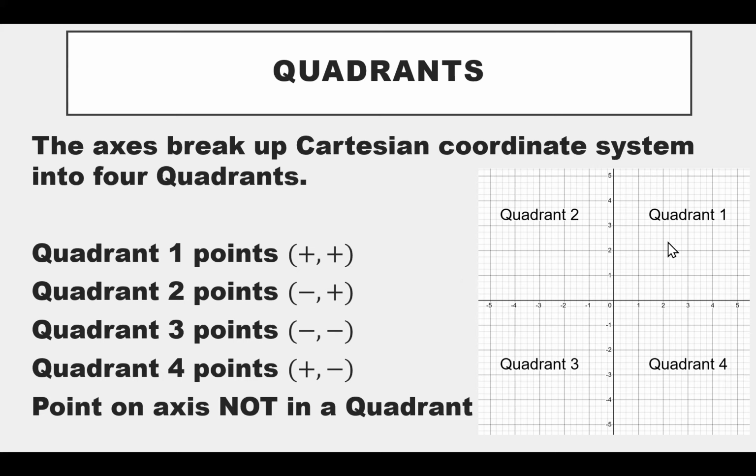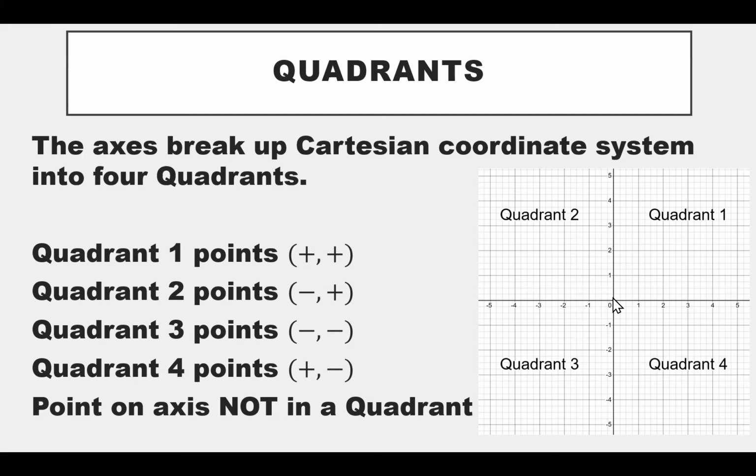Now, just as a point of emphasis, all points in quadrant 1 are going to have positive x values and positive y values, because when we move in the x direction, moving to the right gives us positive numbers. When we move in the y direction, moving up gives us positive numbers. So positive x's mean I've moved to the right. Positive y values means I've moved up.